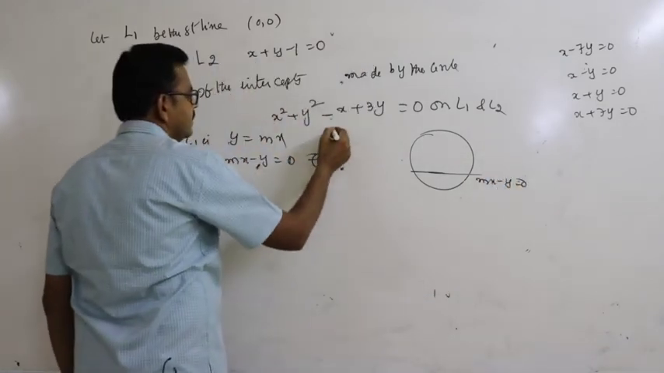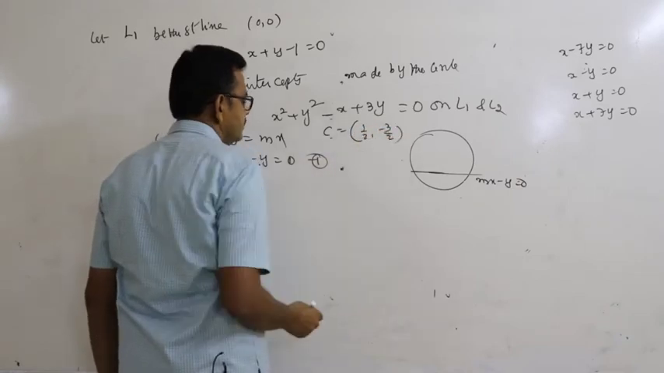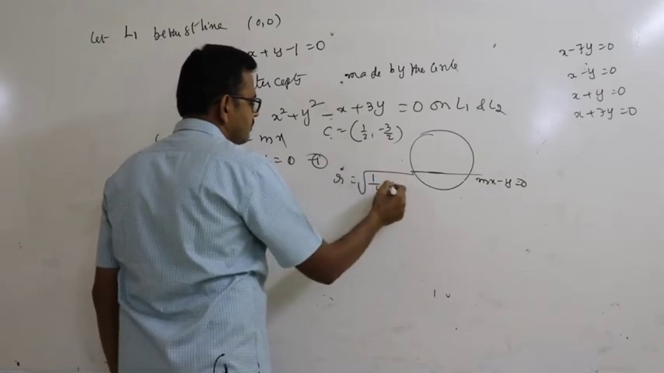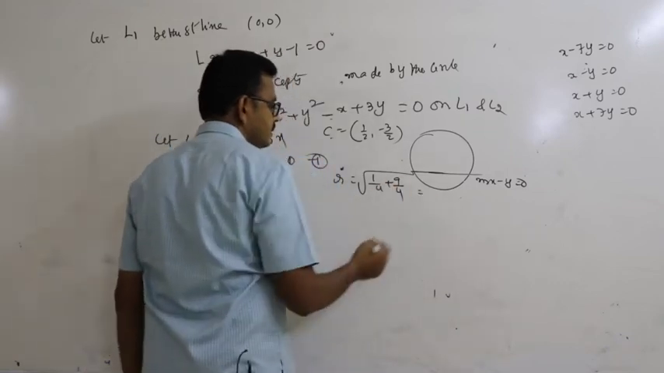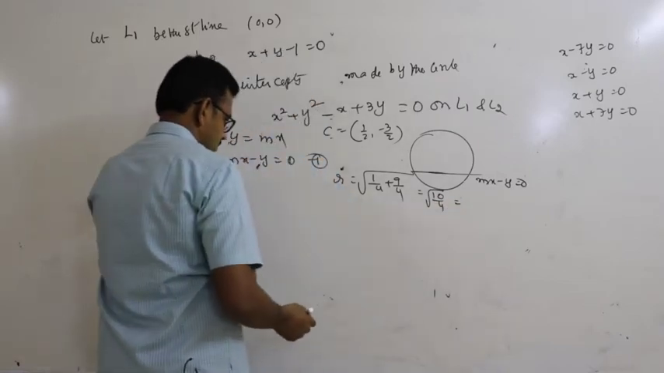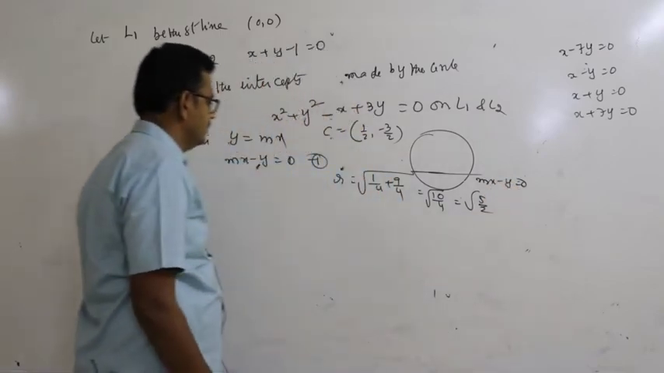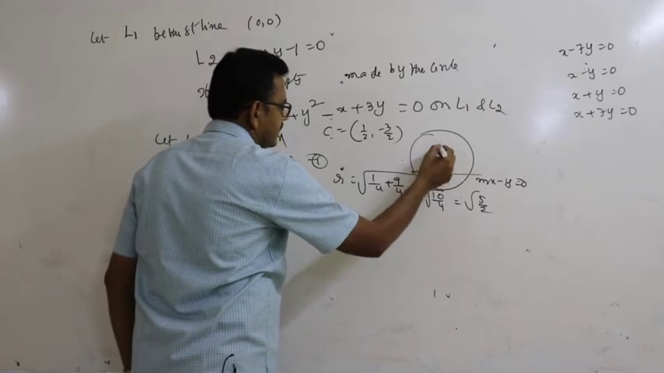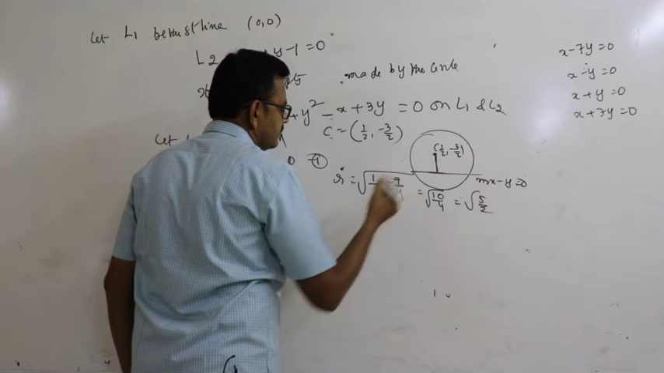For this circle, the center is minus g comma minus f, that is 1 by 2 comma minus 3 by 2. And the radius is equal to root of g square plus f square minus c, that is root of 1 by 4 plus 9 by 4, that equals root of 10 by 4, that equals root of 5 by 2. So for the length of the chord, the center of the circle is 1 by 2 comma minus 3 by 2.